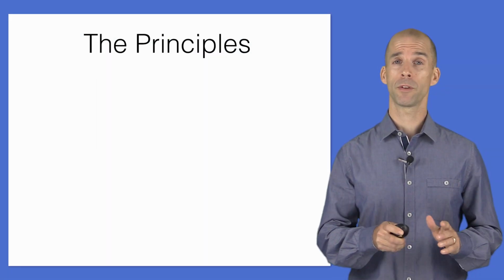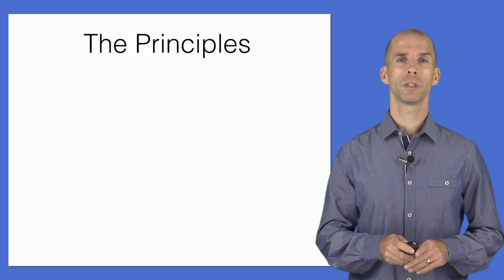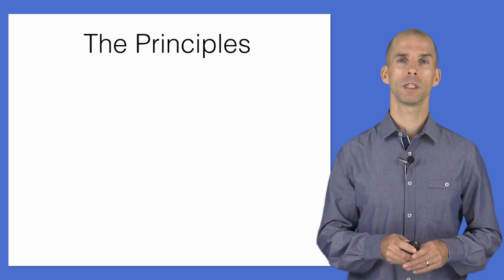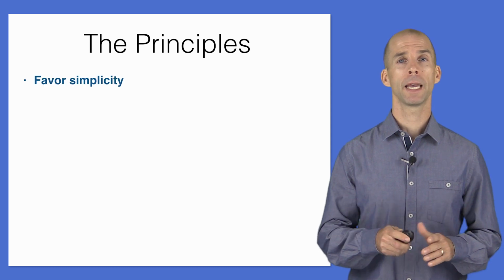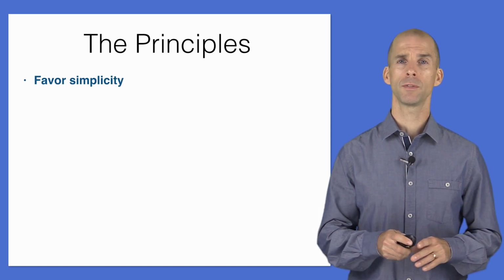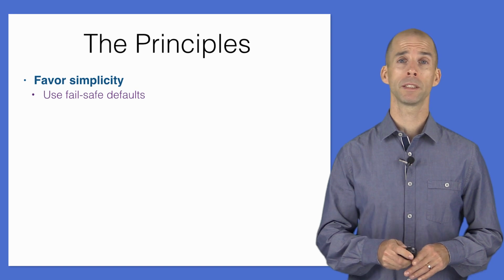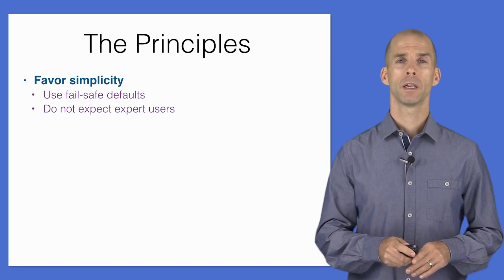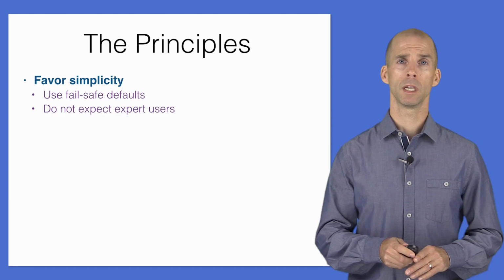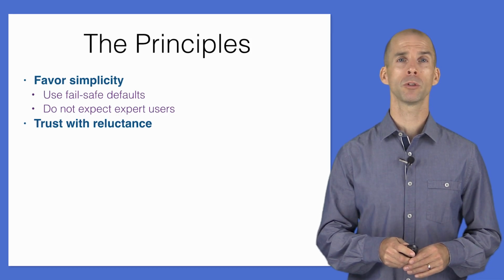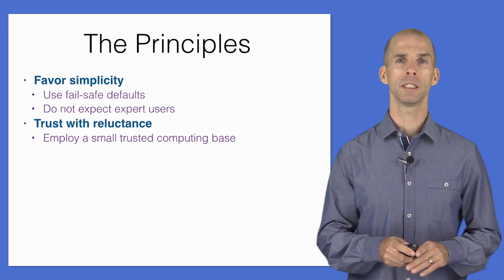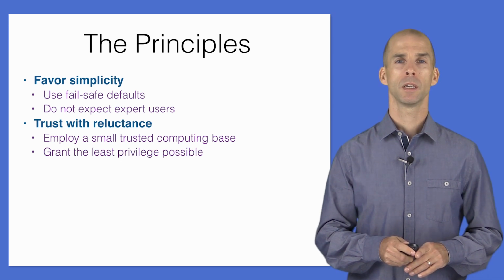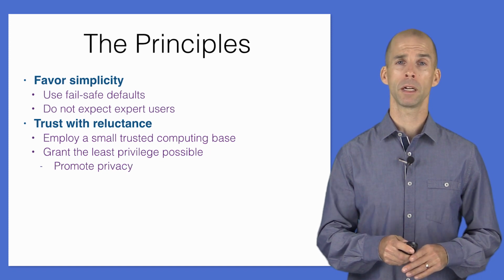So now, without further ado, here are the core principles we have identified for constructing secure software. First, favor simplicity, and in particular, use fail-safe defaults and do not expect expert users. Next, trust with reluctance by employing a small trusted computing base and granting a component the least privilege it needs to get its work done. Ensuring least privilege may involve promoting privacy and compartmentalizing components.